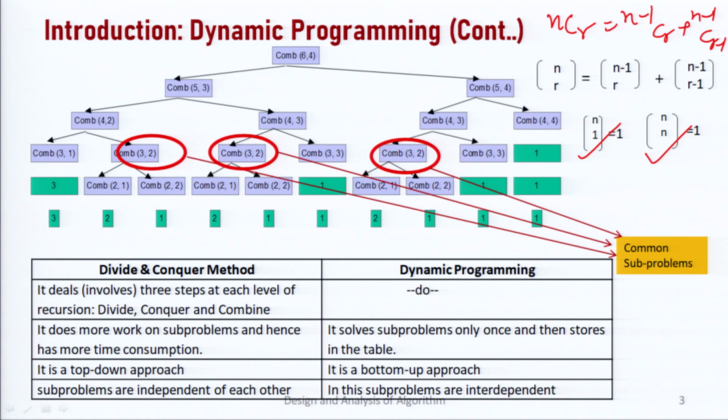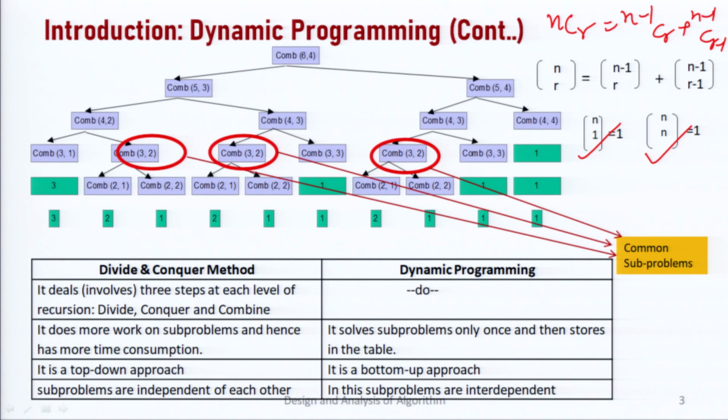Just see here in this divide method, what we are actually seeing is that combination of 3 2, combination of 3 2 and combination of 3 2, basically this is a sub problem which is common, meaning it occurs 3 times in this problem. So, if we apply the divide and conquer method, these 3 sub problems will be solved repeatedly one by one. So, it would take time.